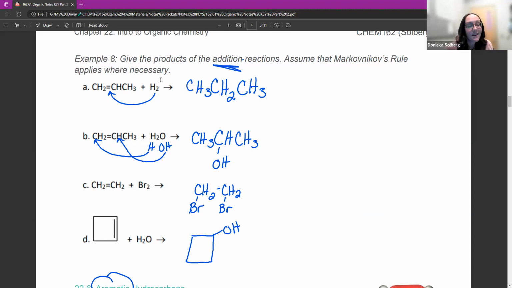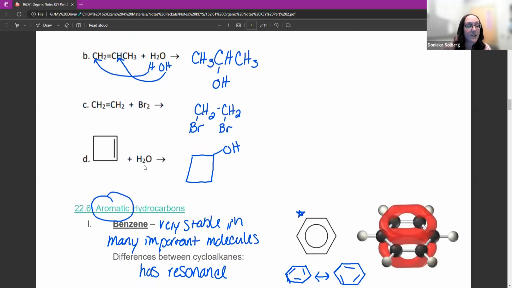So I'm adding just an H2. That's going to break that double bond and put a hydrogen on each carbon. So I'm going to have CH3, single bond, CH2, CH3. That's my new product. I have this molecule, I'm adding H2O, which is really just an HOH. Now I put the H on this carbon because H likes to go with the other H's, and the OH on this carbon. So now it looks like this. I added an H here and an OH here. This one I'm adding Br2, so a bromine would just add to each. And same thing applies for cyclos. I'm adding HOH. Well, an H is going to go on one and an OH is going to go on the other. It doesn't matter how you would draw it in that case.